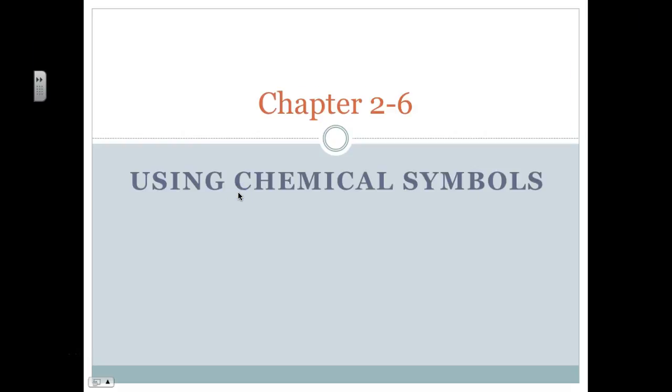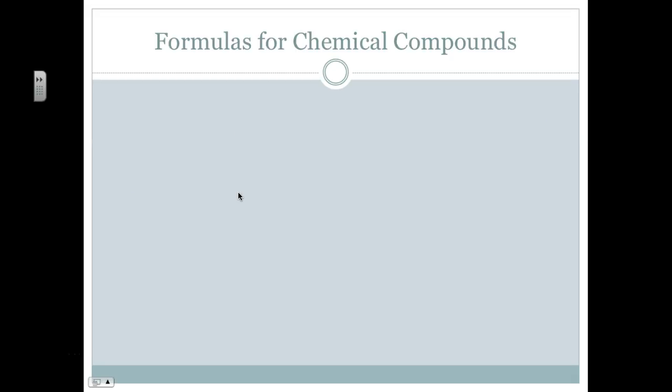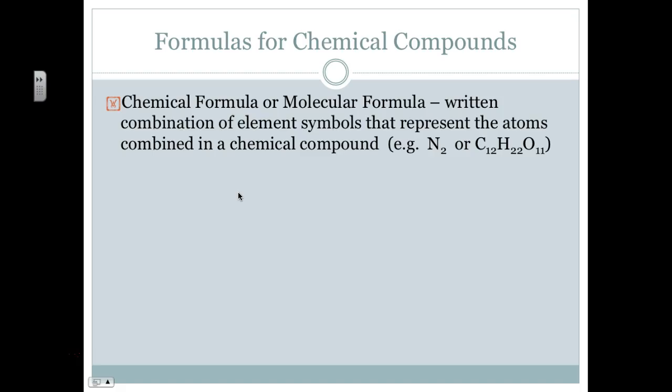So as you may have seen in the reading, Chapter 2, Section 6 is kind of lengthy. We're going to be talking about chemical symbols, specifically chemical formulas and chemical equations. So first thing is formulas for chemical compounds.